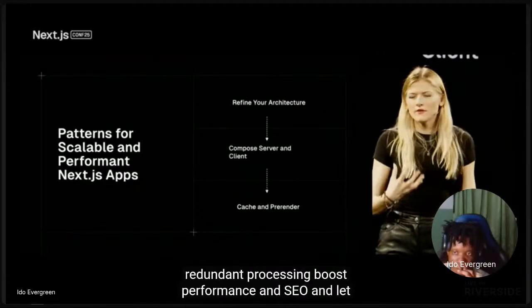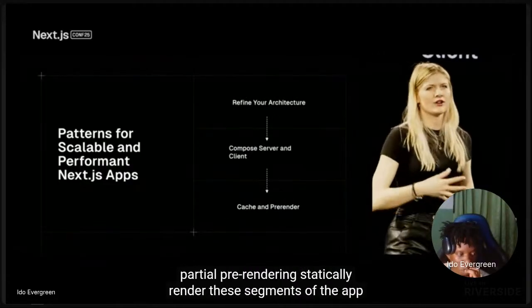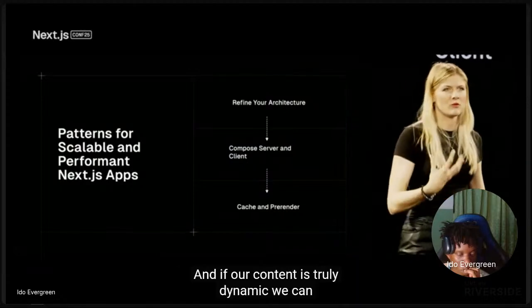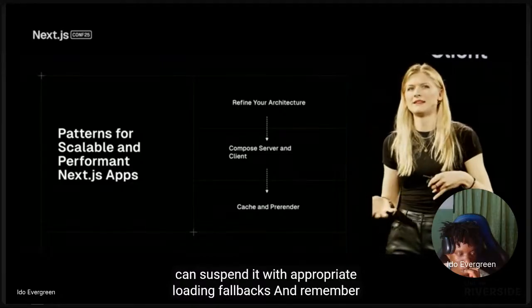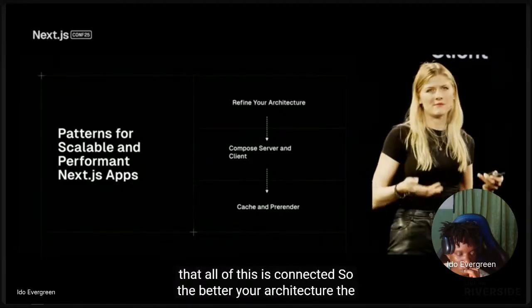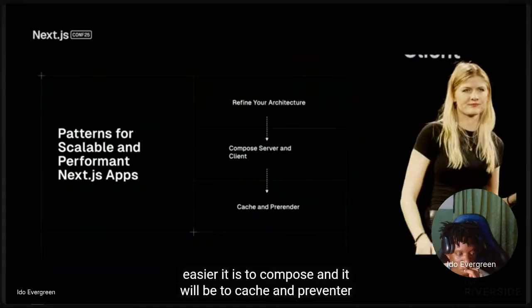And remember that all of this is connected, so the better your architecture, the easier it is to compose, and the easier it will be to cache and pre-render with the best results. For example, resolving dynamic APIs deeper in the tree will allow you to create a bigger, partially pre-rendered static shell.